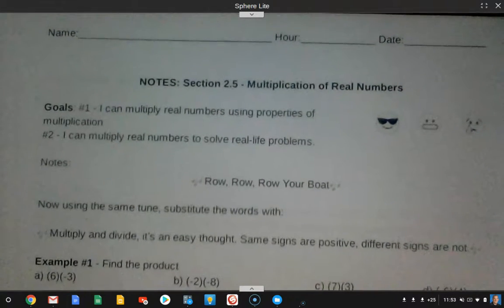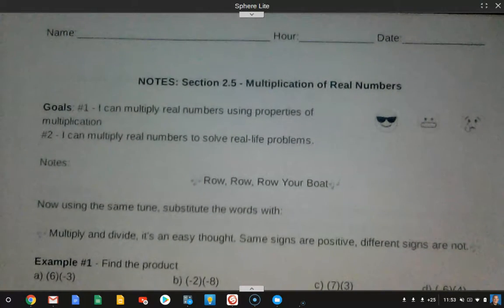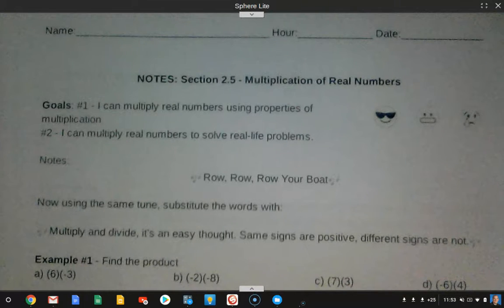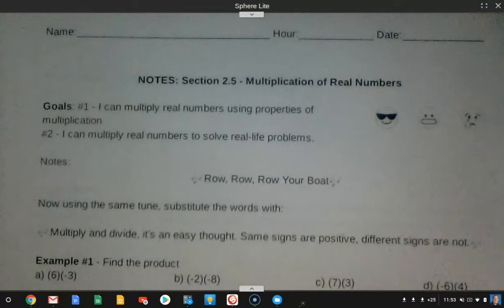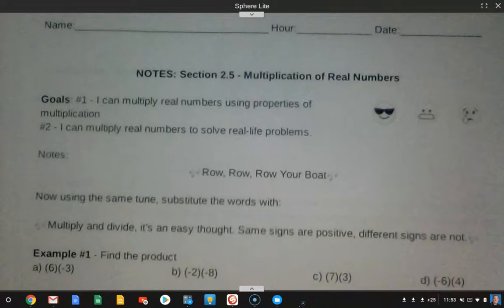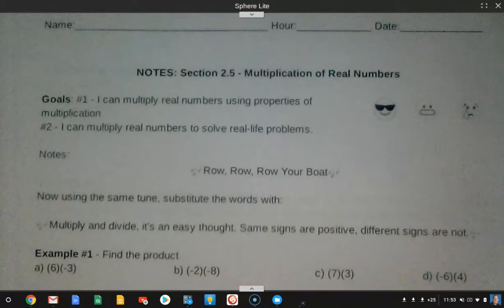All right, welcome to section 2.5, multiplication of real numbers. We have two goals for you today. One, I can multiply real numbers using properties of multiplication. And two, I can multiply real numbers to solve real life problems.